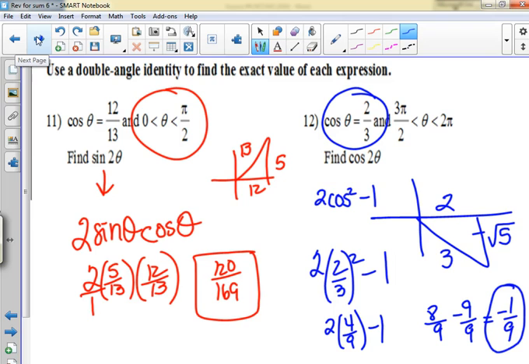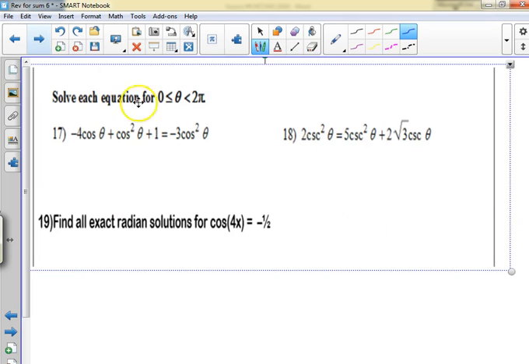All right, equation solving. I'm really worried that some of you have no idea how to do this still. If I add 3 cosine squared over here, what will I get? Because I've got to set it equal to 0 before I can factor. Always, always, always. 4 cosine squared minus 4 cosine plus 1 equals 0.